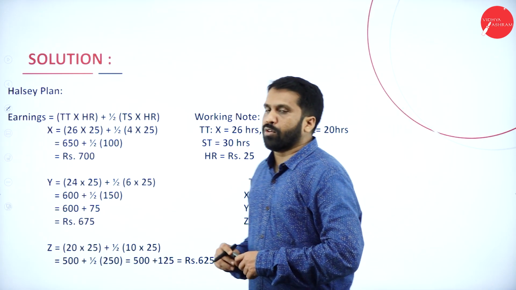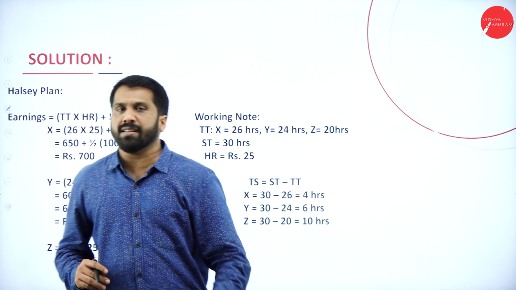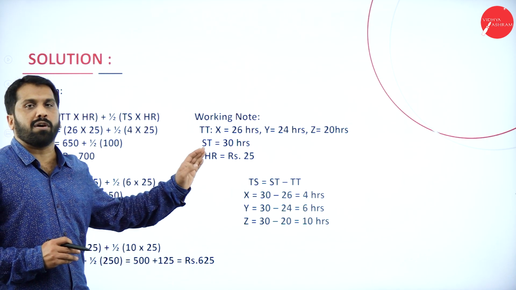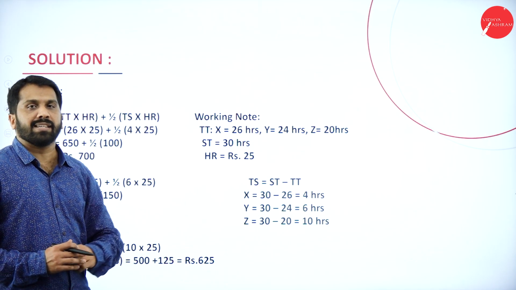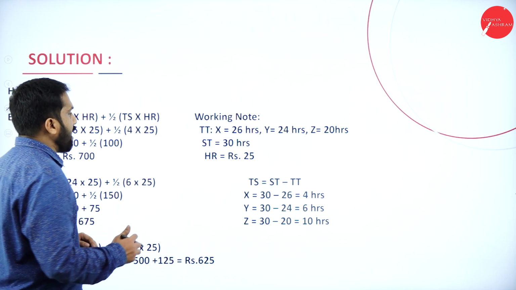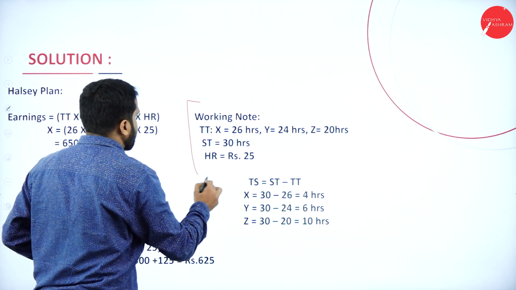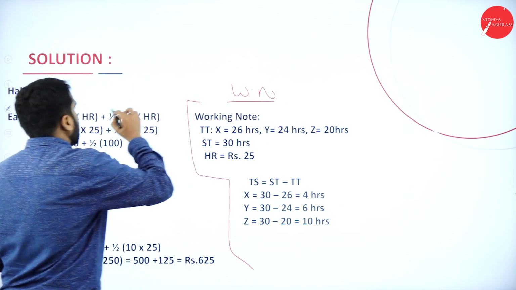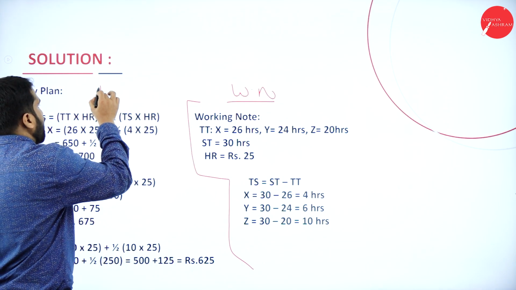First one, we will go for the Halsey plan. Here there is not much concept in this, only the formula. For the formula, you have to simplify with the numbers. Now, whatever I have written on the right side are working notes. Whatever is there on the debit side is your answer.